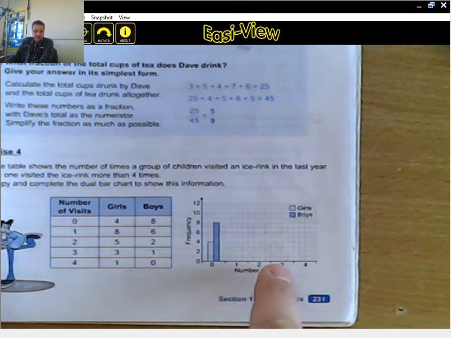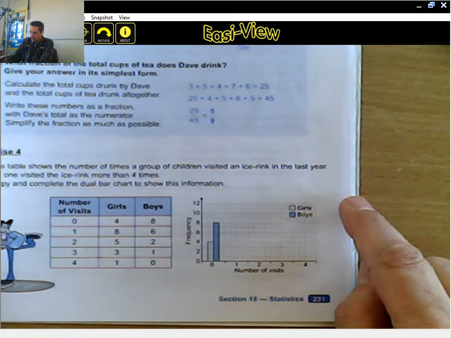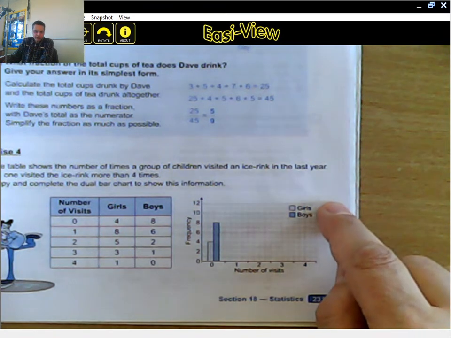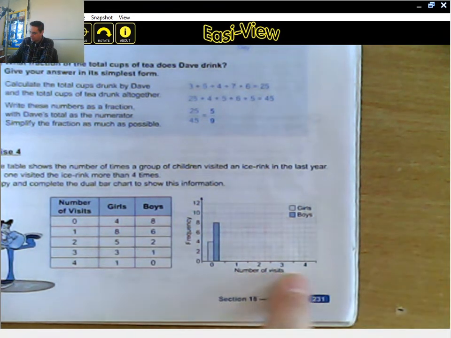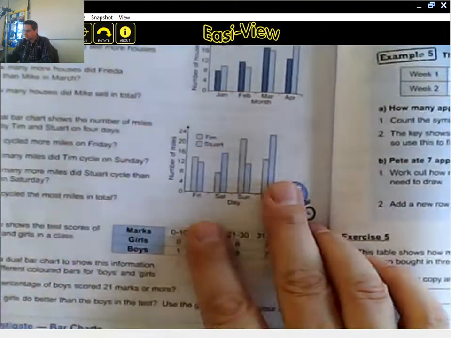You want to complete the bar chart. Please note they're stuck together, but the spacing between them is the same each time. So do a key, use unshaded for girls, shaded for boys, and just do that dual bar chart. Just talk you through the next one.